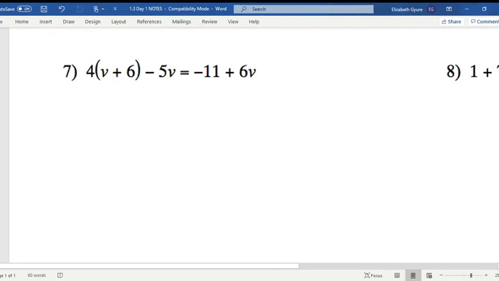All right, number 7. I have 4 times the quantity v plus 6, minus 5v equals negative 11 plus 6v. Is this ready to be rearranged yet? Yeah, we got to distribute first. Get rid of those parentheses. So, Aiden, help me distribute. What should I do with my parentheses and my distributing there?